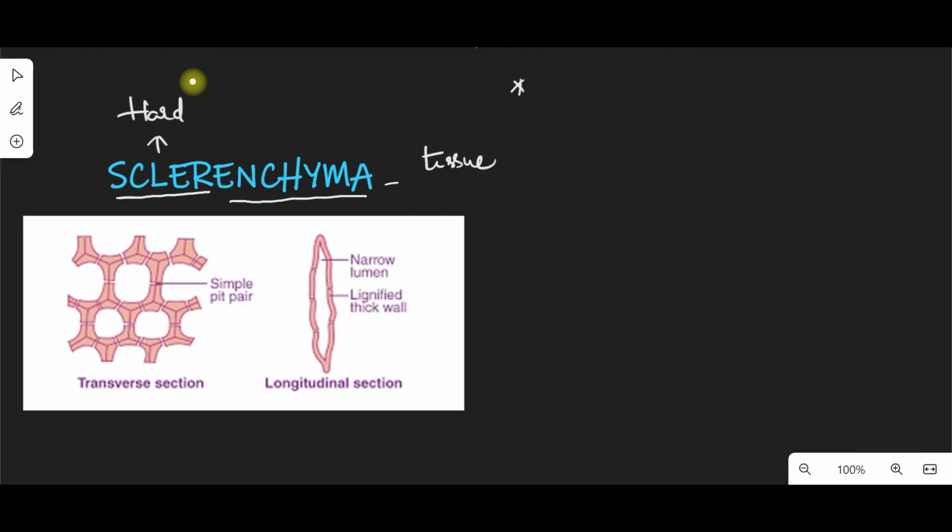Now, as I mentioned, it comes under the simple tissue category. First of all, it comes under simple tissue. And the second property is it is dead tissue. In the previous classes, we learned about parenchyma and colenchyma, which in general come under the simple tissue category, but both are living tissues. So the difference between parenchyma, colenchyma and sclerenchyma is that sclerenchyma is a simple tissue, but it is a dead tissue. Parenchyma and colenchyma are simple tissues, but they are living tissues.